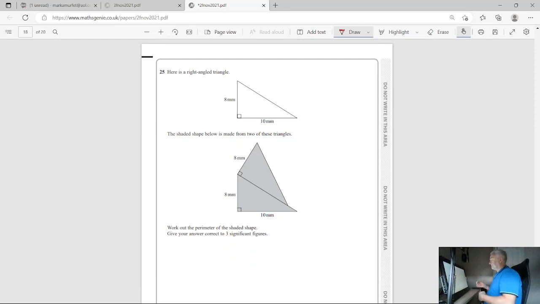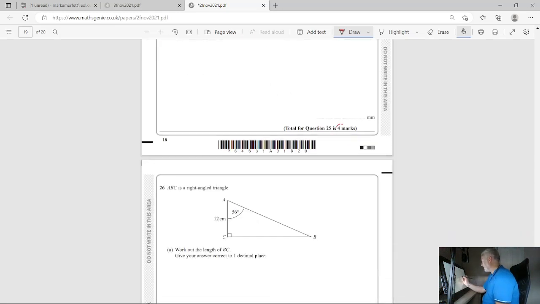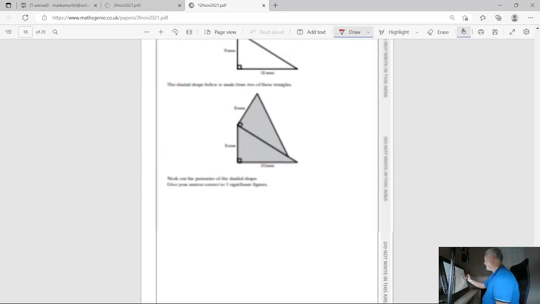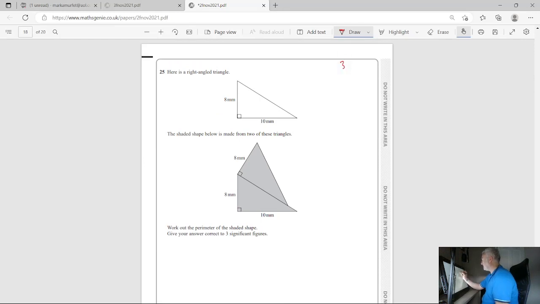Question 25. Here is a right angle triangle. The shaded shape below is made up of two of these triangles. Work out the perimeter of the shaded shape. Give your answer to three significant figures. Now, first thing I'm going to do is go down and say how many marks is it? It's 4 marks. So I'm going to expect 3 pieces of working and 1 answer.